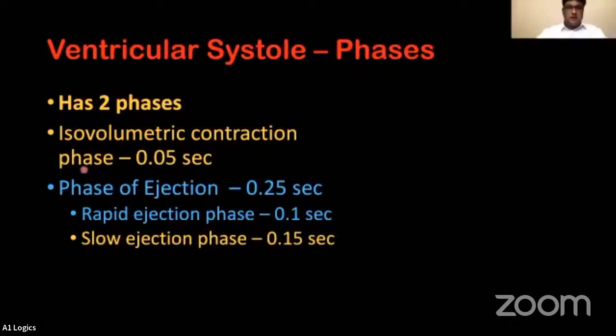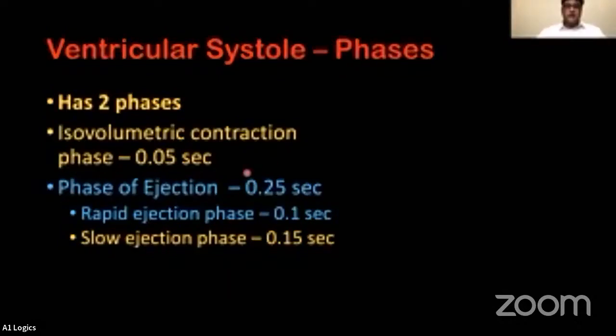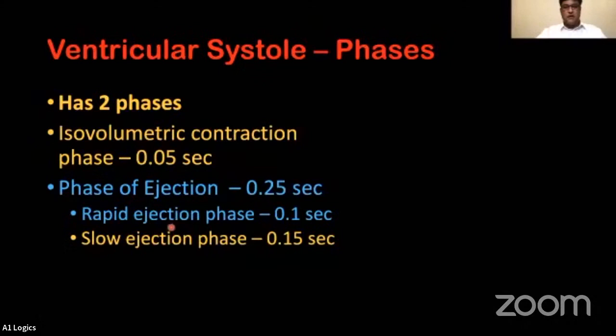Now, what happens in the next phase? The next phase is the phase of ejection. The phase of ejection divides into two, and lasts about 0.5 seconds: the rapid ejection phase and the slow ejection phase. What we have spoken about right now is the isovolumetric contraction phase. Let us see what happens in the rapid ejection phase.